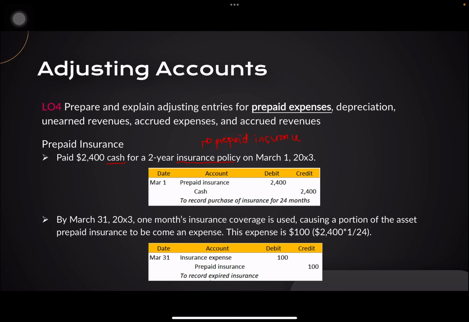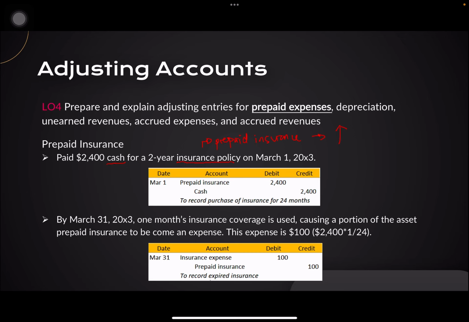So to further analyze this, we need to think what happened to our cash. Did it increase or decrease? And what happened to our purchased prepaid insurance? Did it increase in value or did it decrease in value? Okay? So it says here we paid $2,400 cash for an insurance policy. So what happened is that we bought a new asset in the form of prepaid insurance. So our prepaid insurance account will be increasing. So this is a new asset, right?